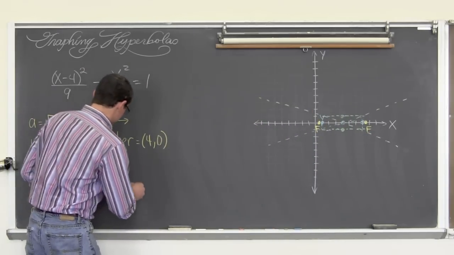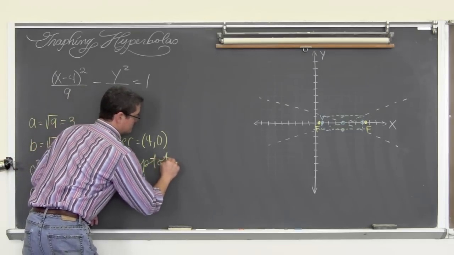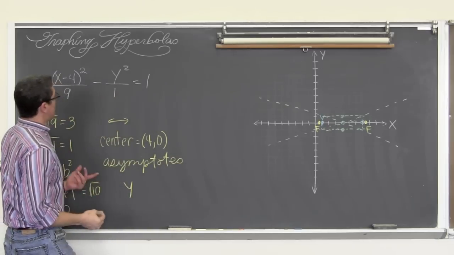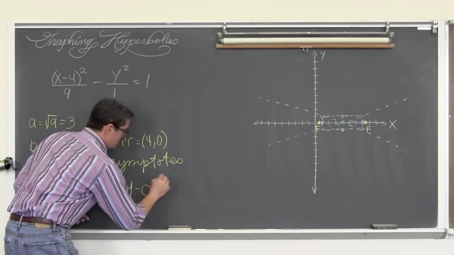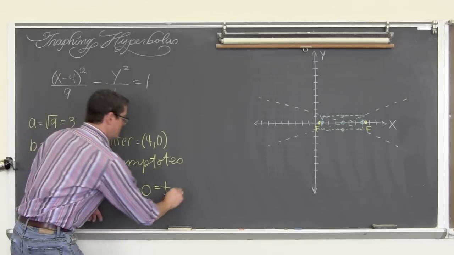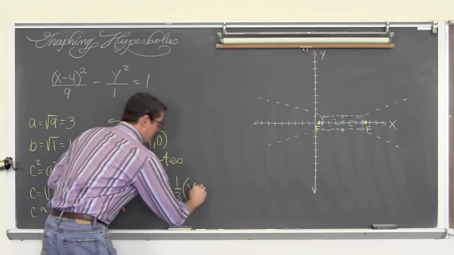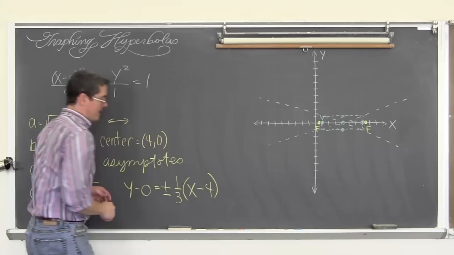So our asymptotes are y minus the y of the center equals m, and 1 up and 1 down, so plus or minus 1/3, and then x minus the x of the center, so x minus 4.